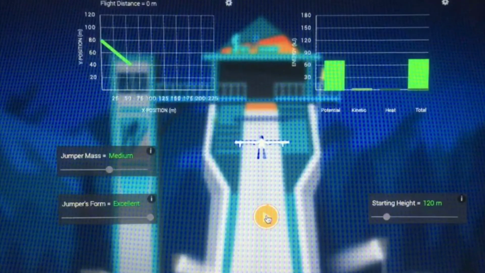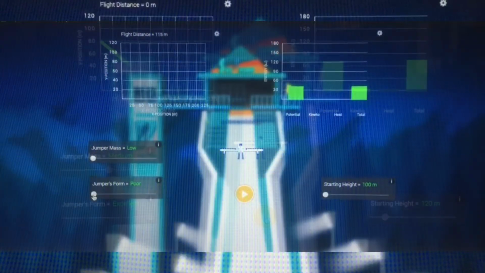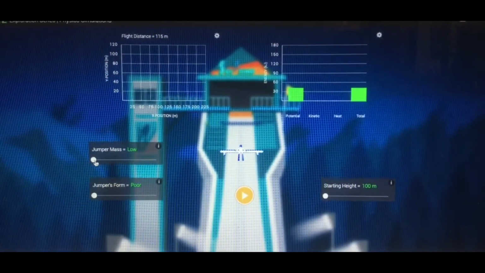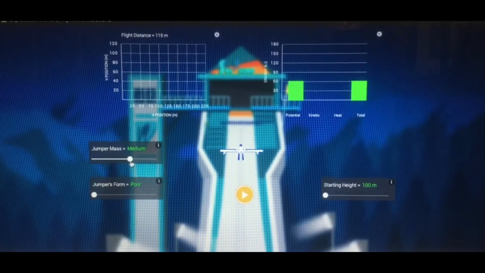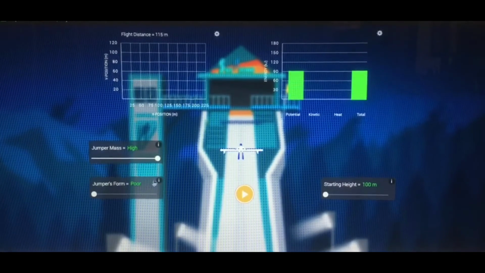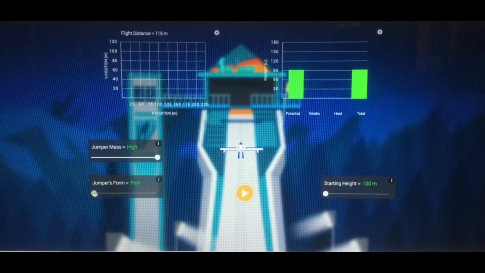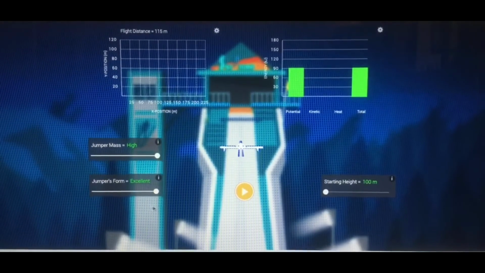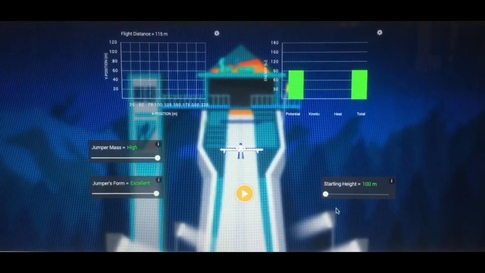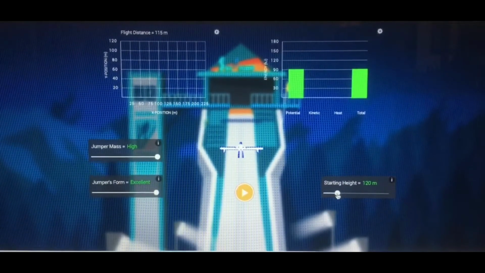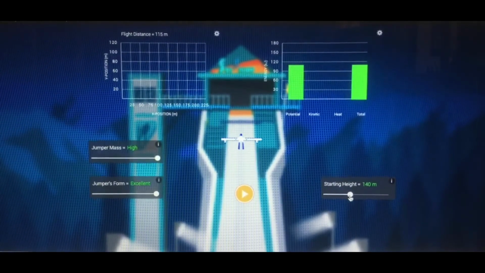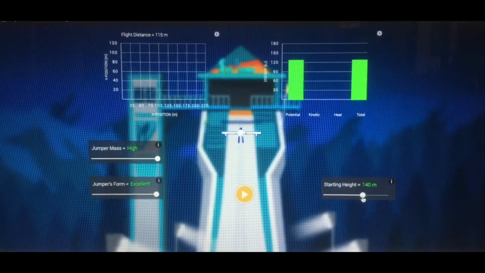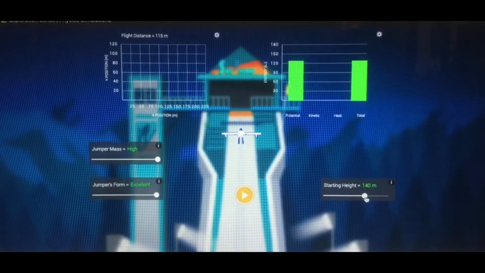Let's take a look. The first variable is the jumper mass, which ranges from low to medium to high. The next variable is the jumper's form, which ranges from poor to fair to good to excellent. And the last variable is the starting height, which ranges from 100 meters to 120, then to 140, 160 meters, and the last is 180 meters.